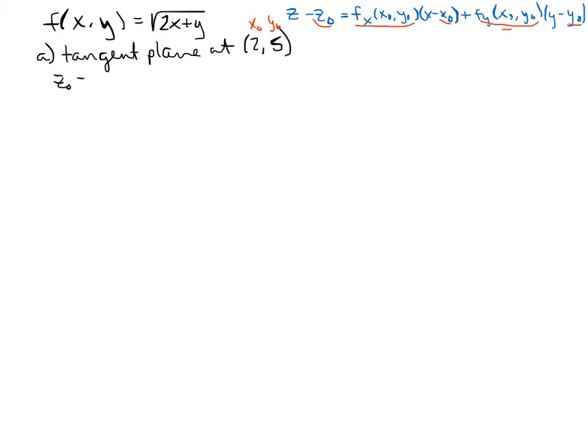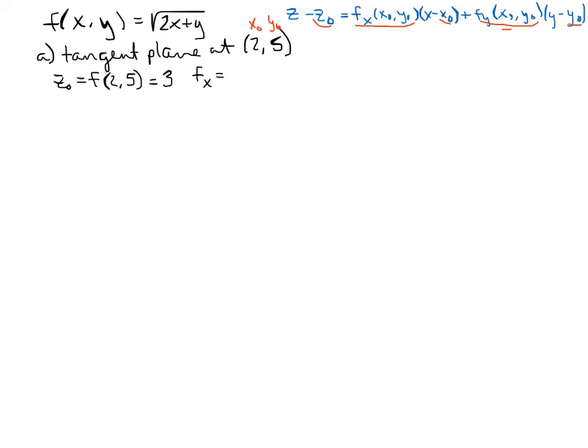All right, so we need to find z naught. Z naught is going to come from our function evaluated at that point, 2, 5. If we plug 2, 5 into this function, 2 times 2 is 4, add 5, we get 9. Square root of 9 is 3. So there's that one.